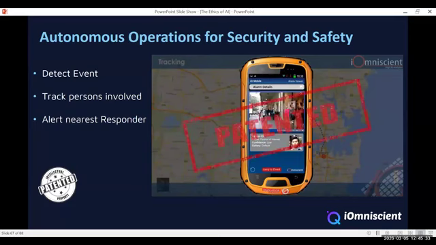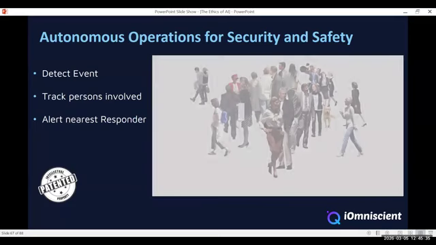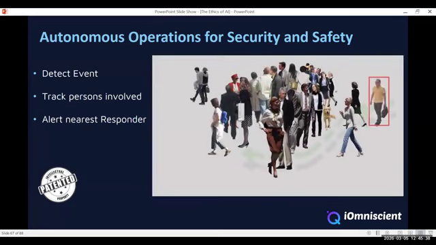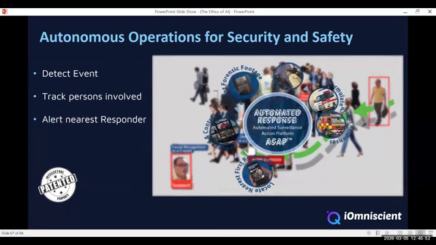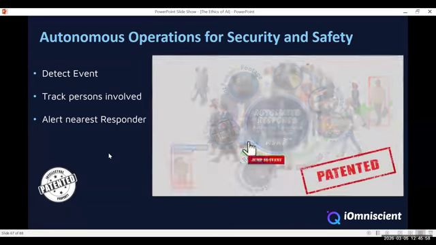The entire process is patented. The ability to find a bag in a crowded scene, even where the bag is obscured, the ability to do the jump to event, and to see who left the bag there. The ability to do face recognition in a crowded scene in a totally uncontrolled environment. The ability to find the nearest policeman, and in fact this entire process of automated response is patented by iOmniscient.